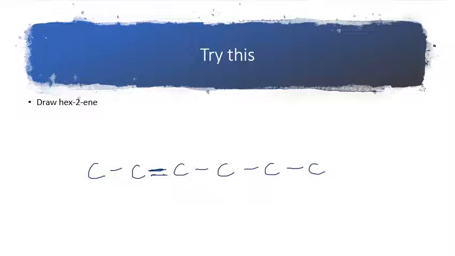Okay, now you put the bonds around each carbon. Each carbon has 4 bonds, so 1 bond, 2 bonds, 3 bonds, 4 bonds. 1 bond there, 2 bonds, 3 bonds, 4 bonds. This third carbon has got 3 bonds, so there's a 4th bond. The next carbon's got 2 bonds, so there's another 2 bonds. The next carbon's got 2 bonds, so there's another 2 bonds. And the final carbon has got 1 bond, so there's another 3 bonds.